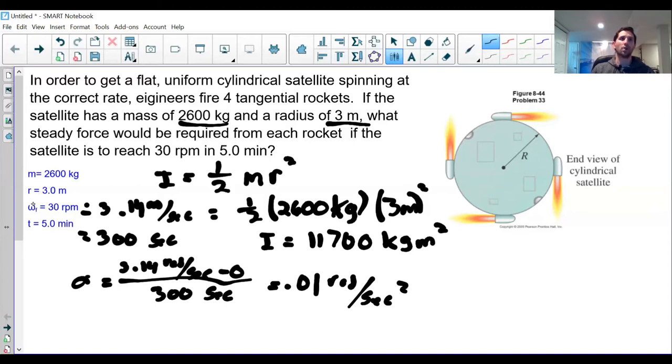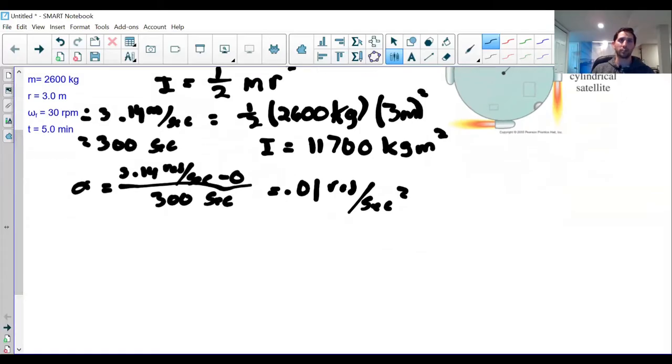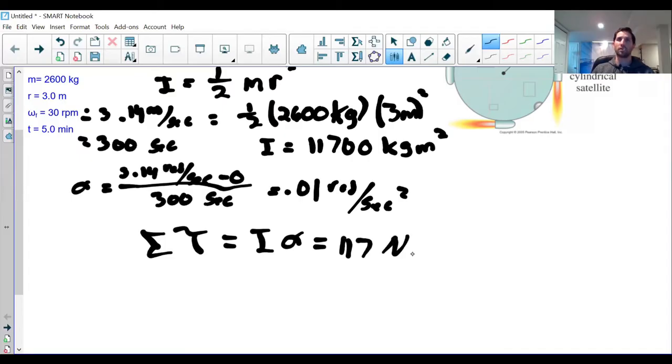Okay, so we have I, we have alpha, we can find the net torque. So let's do that next. Net torque is going to be I times alpha. We already have I, 11,700. We have alpha, 0.01. Multiply those together, you're going to get 117 Newton meters. Now you've got to think about, where does that torque come from? It comes from each of these rockets applying a force.